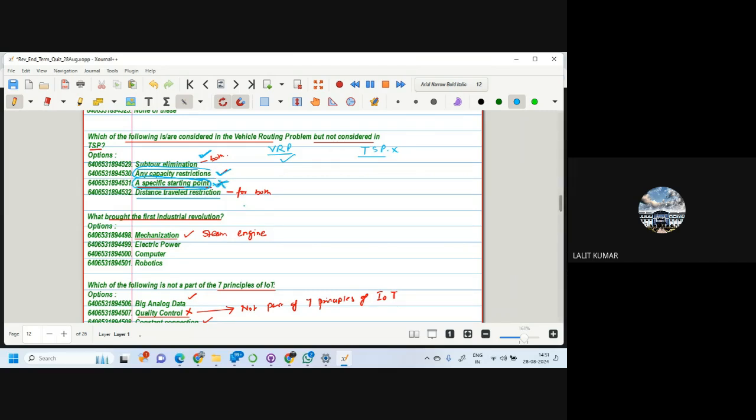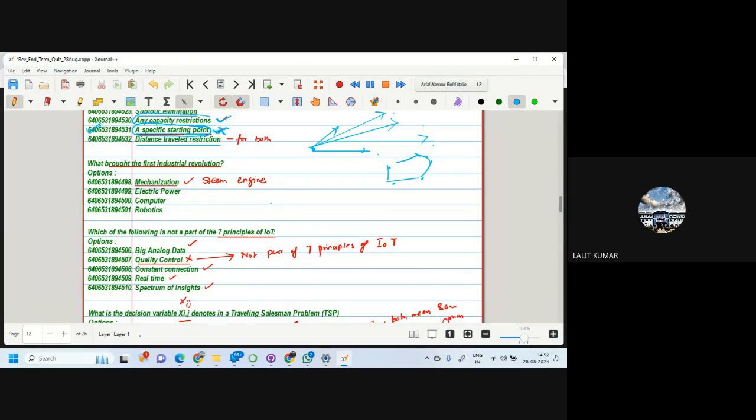Do you remember TSP? It used to be 1, 2, 3, 4, but there is no starting point. Whereas in the VRP, the vehicle routing problem, we have got a store and he has to fulfill the orders. Whereas the TSP gives you the minimum distance or the route. So the third point is valid. It is there in the VRP, but not in the TSP.